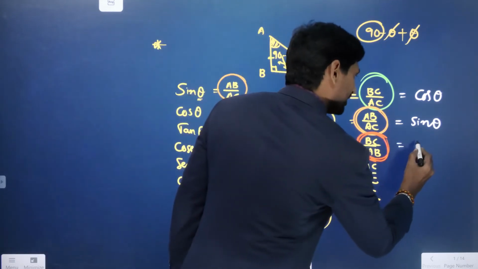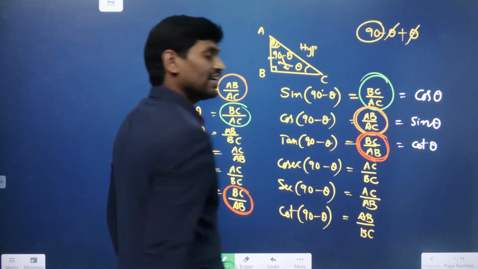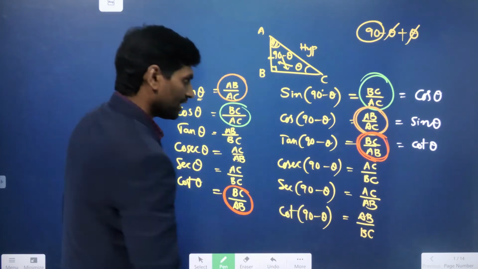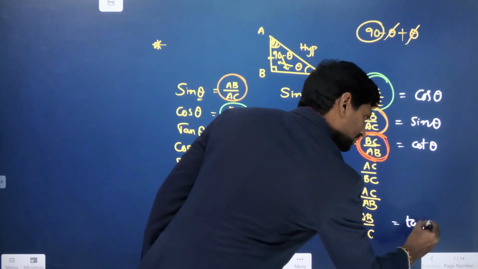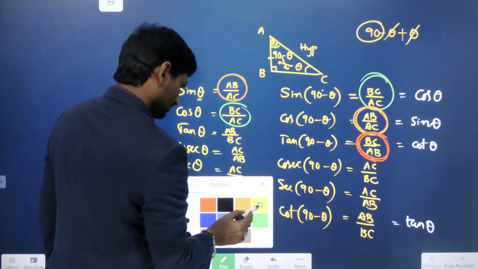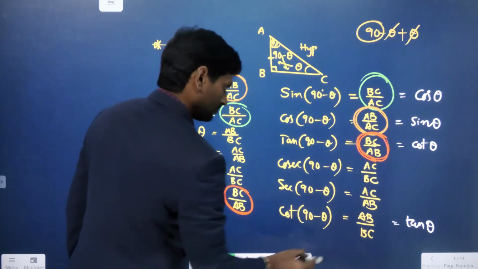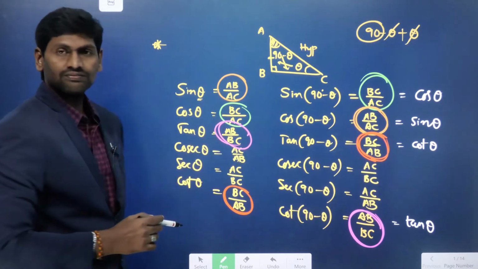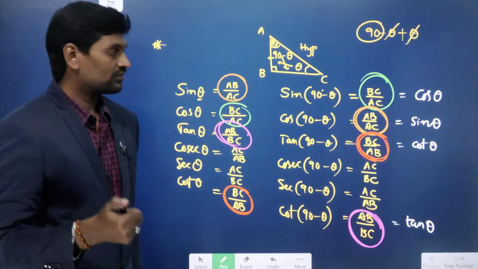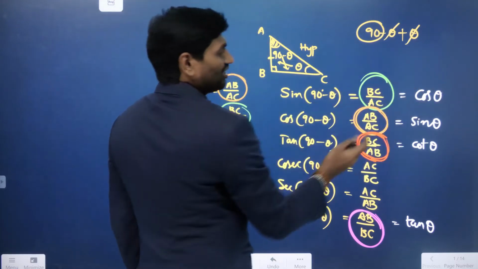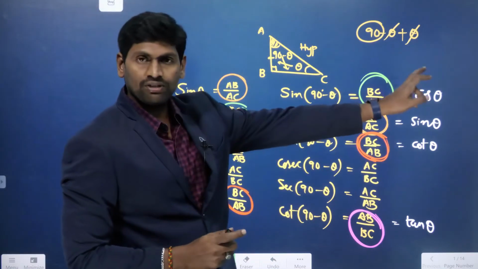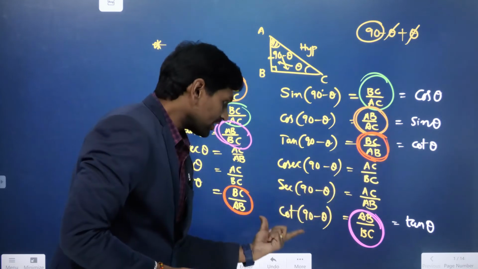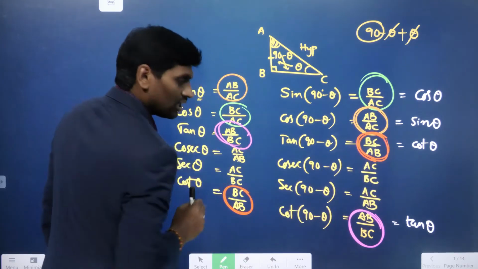So sin 90 minus theta is cos theta, cos 90 minus theta is sin theta. Same way, tan 90 minus theta is cot theta, and cot 90 minus theta becomes tan theta. Check this also. Cot 90 minus theta, what? AB by BC. AB by BC means tan. So sin complementary is cos, cos complementary is sin. Same way, tan 90 minus theta is cot theta, cot 90 minus theta is tan. Same way, these two are also reciprocals.